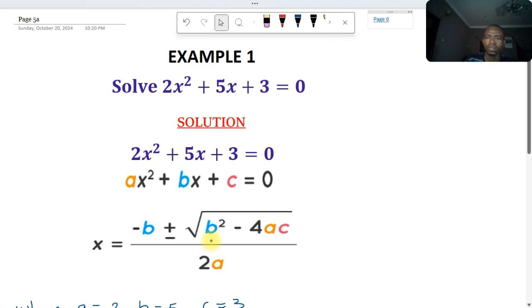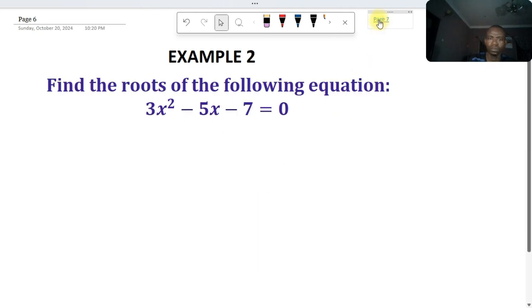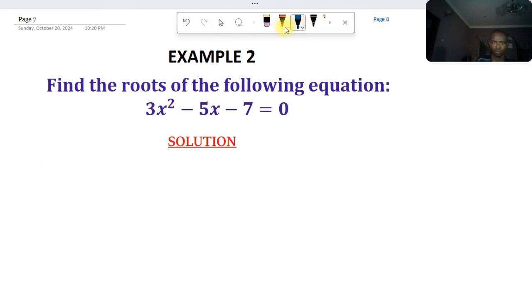Okay, now if you check another example, just for emphasis sake, we are going to make use of the formula to solve this question. As you can see, we are told to find the value of x. We have been given the equation as 3x squared minus 5x minus 7 equal to 0. So we quickly make use of that without wasting time.